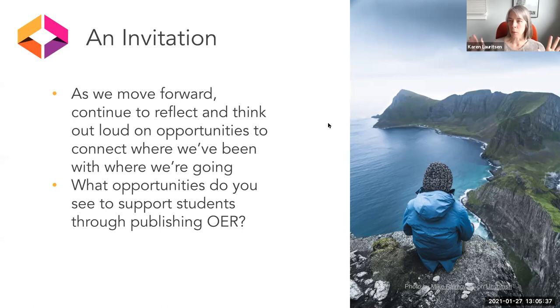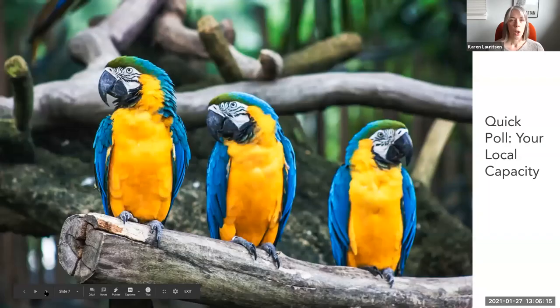So connecting where we've been with where we're going, I would like to invite you to continue to reflect and think out loud together in the chat or during our discussion after presentations about where we've been and where we're going, how we can make publications accessible and inclusive, for example, as we're thinking about call for proposals. And Amanda will talk about that a little bit today when talking about designing publishing programs. And think about what opportunities you see to support students through your role, perhaps in publishing OER, if that's something you decide to do. Okay, so that is my introductory welcome.